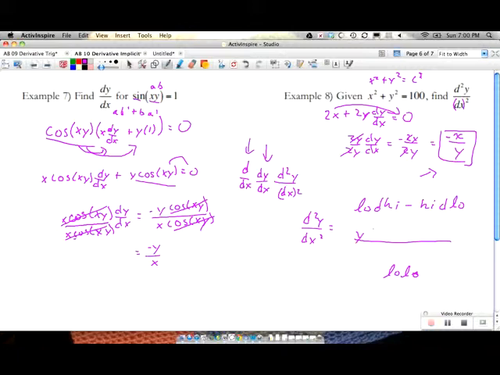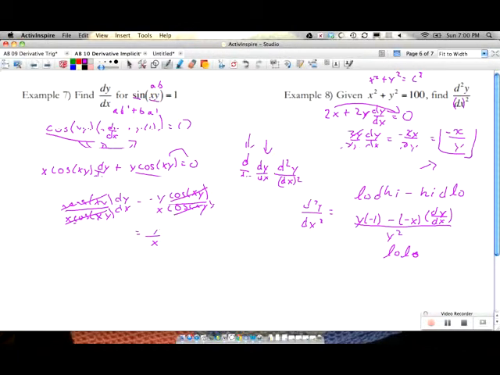Okay, low d high, that's going to be y times the derivative of negative x, which is negative 1, minus high d low. The high is negative x times the derivative of y with respect to x, which is dy/dx. And then on the bottom we got y squared.